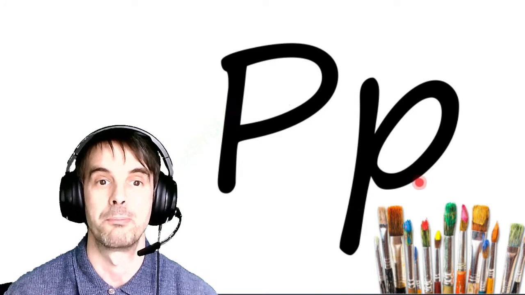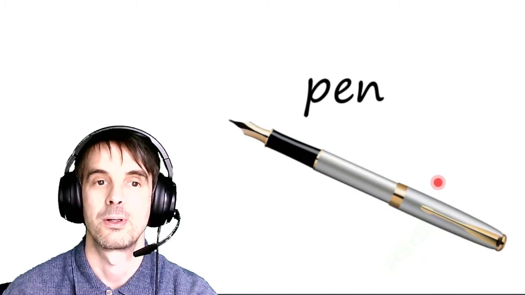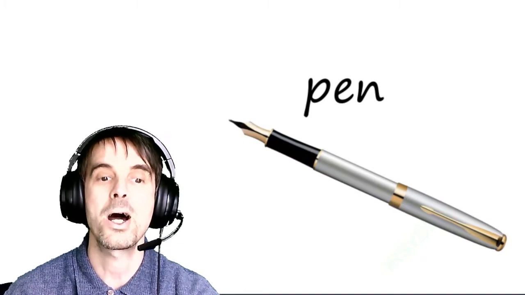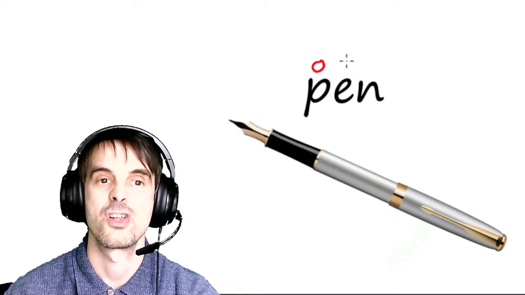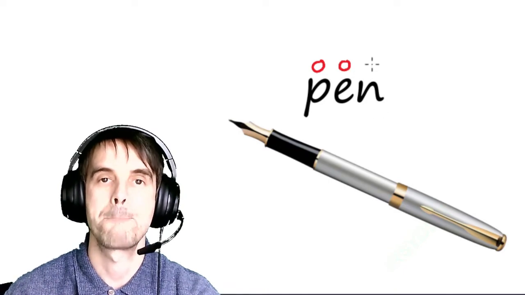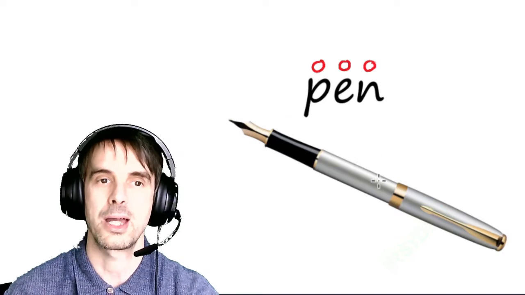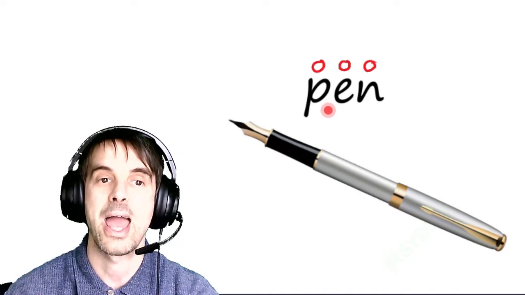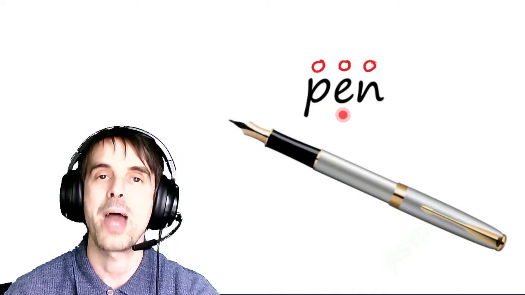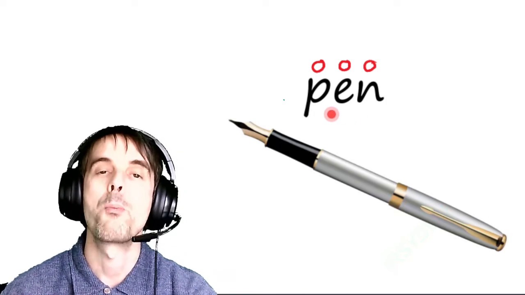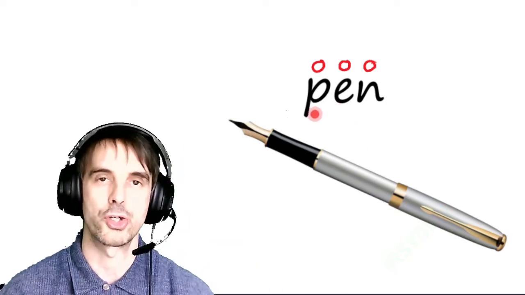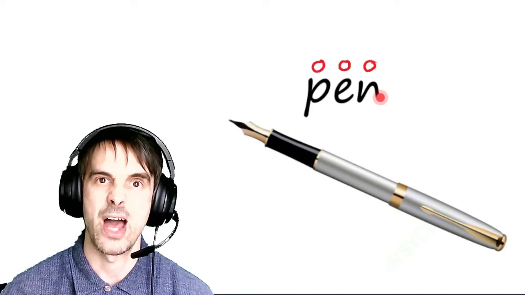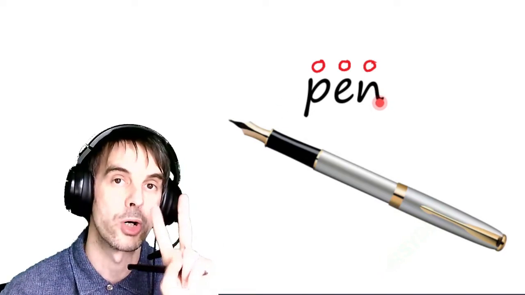Here's word number 1. So, we've got P, E, P, E. Okay, let's put them together. P, E, P, E, P, P, Pen. Pen. Very good. Okay, it's time to look at our second word.